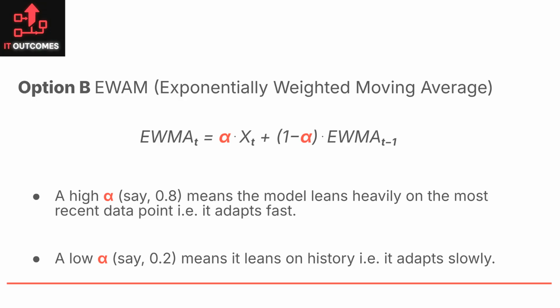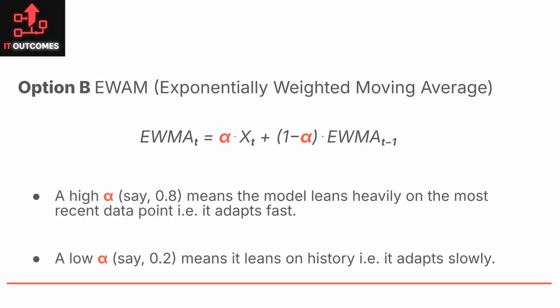So let's look at option B. The second approach we call the exponentially weighted moving average, and it's represented there by that formula. Let's not try to overcomplicate things. It's essentially a weighted average, right? That's what the name is.